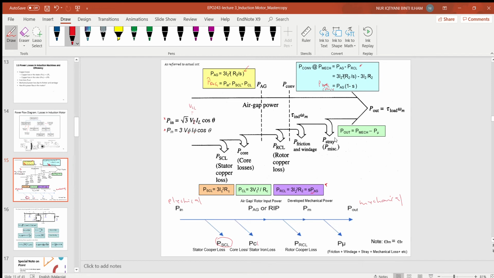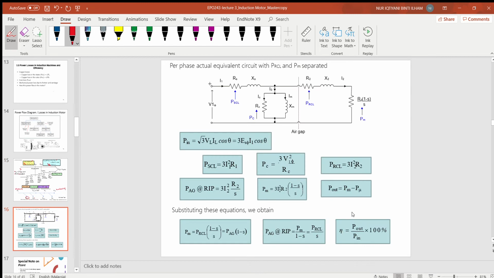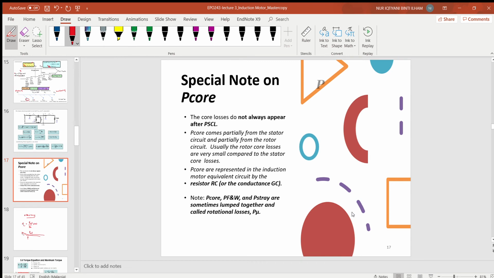And lastly, P stray. So, not the last one. P stray is P friction plus P windage plus P stray plus P mechanical losses. And lastly, you can calculate P out by using atas tolak bawah: P mechanical developed minus P mu, you will obtain P out. So this slide is actually the same as the previous slide. Special note on the P core: the core losses do not always appear after P stator copper loss. P core, P friction and windage, and P stray are sometimes lumped together and called rotational losses, P mu.